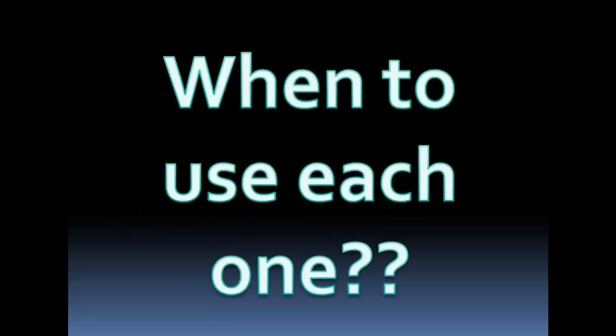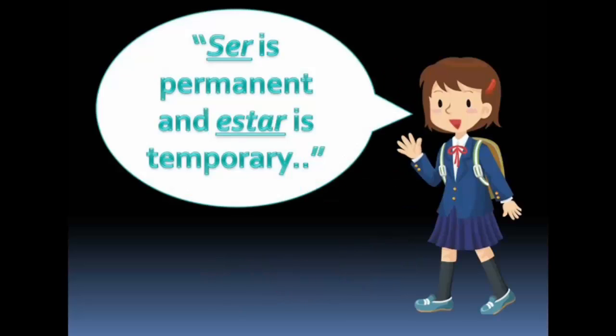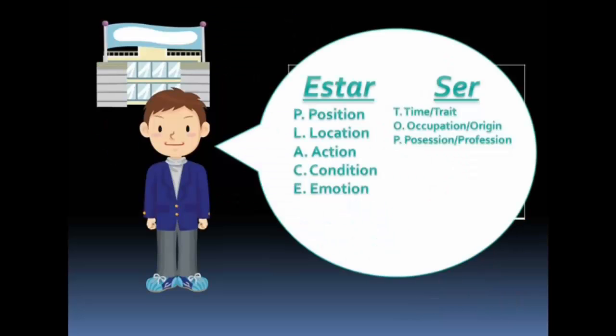And it's funny because every year the reaction is the same. They usually regurgitate the easy-to-teach responses that they heard from their first-year teachers. For example, ser is permanent and estar is temporary. You use ser when you're talking about things that are permanent, and you use estar when you talk about things that are temporary. Other students will fumble over an acronym or a list of occasions that a teacher made them memorize. One of those is PLACE for estar, standing for position, location, action, condition, emotion. Ser being time or trait, occupation, origin, or possession, profession.